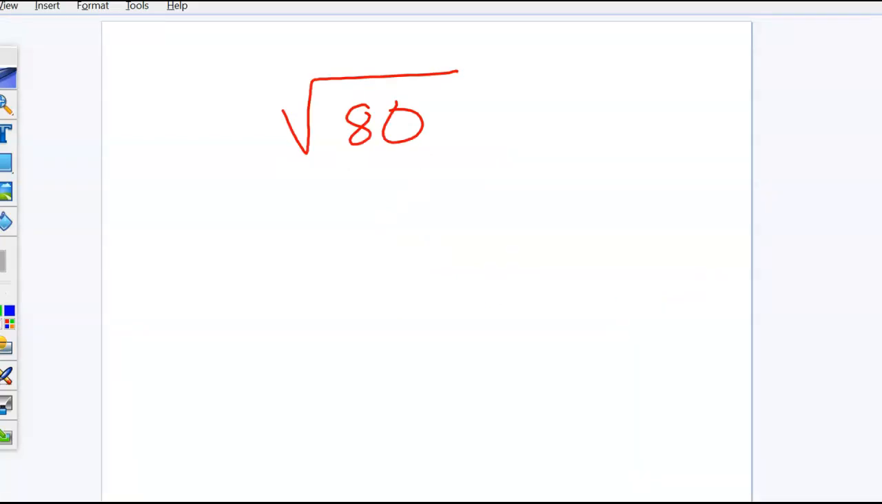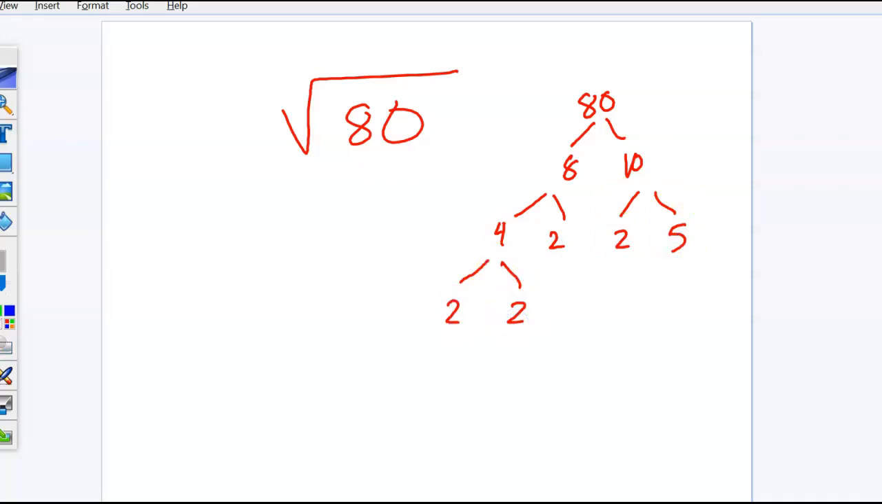Another application of using prime factorization would be trying to break down something like the square root of 80. If I break down the square root of 80, again using prime factorization, 80 would be 8 times 10, which would be 4 times 2 and 2 times 5, and 4 would be 2 times 2. So now I have 1, 2, 3, 4, 5 prime factors. If I listed them, it would be 2 times 2 times 2 times 2 times 5.